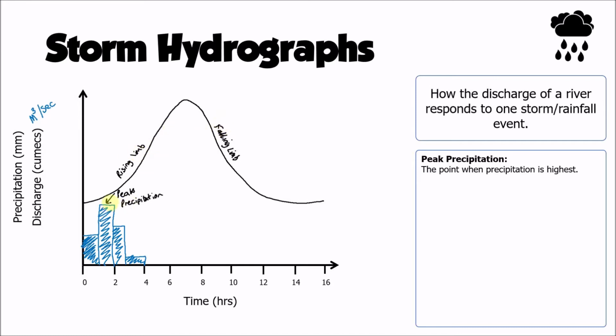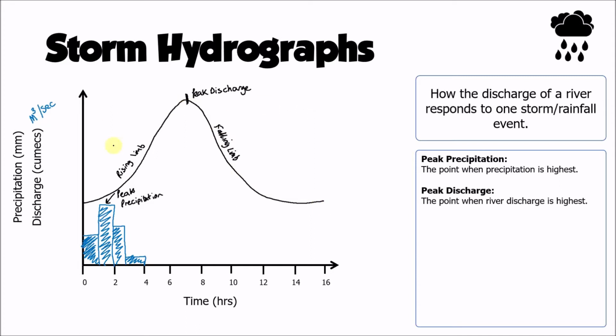And just like we had a peak in the precipitation, at this point here we have another peak. We have what we call the peak discharge, which is the point when the river's discharge is at its highest. When we have the most amount of water in the river, it's at its highest point, and then the discharge will start to fall as that water is moved out to sea.